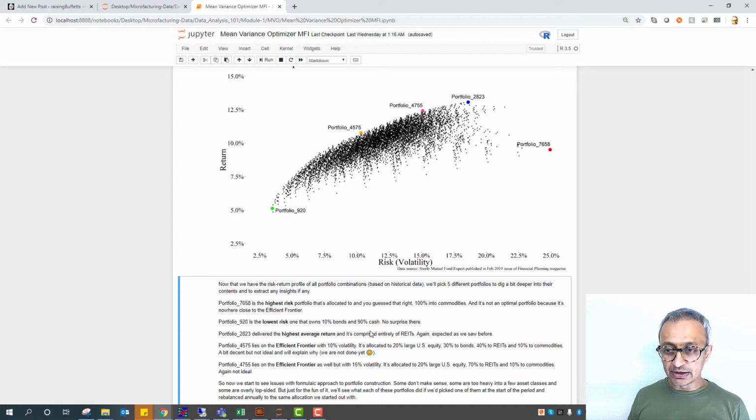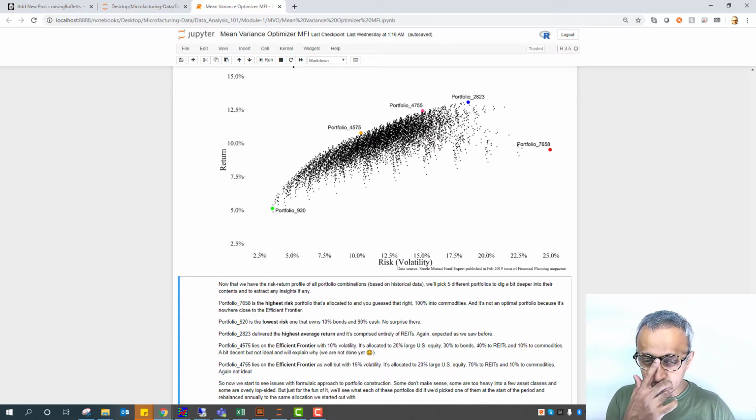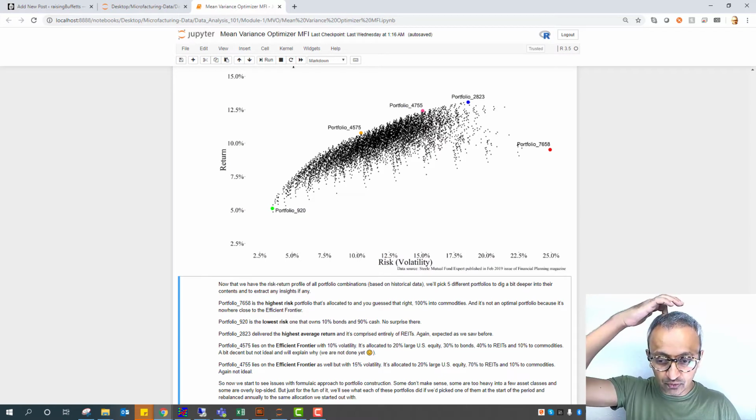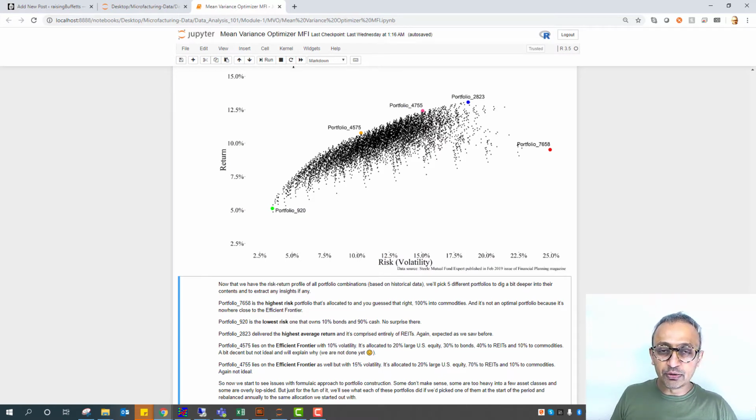So portfolio 7658 is the highest risk portfolio. And as expected, it's invested in 100% commodities, because that was the asset class with the most volatility. And it's not optimal because it's nowhere close to the efficient frontier. 920 is the lowest risk portfolio, and it owns 10% bonds and 90% cash, which is expected. So you have the least amount of volatility but not as much return. 2823 delivers the highest average return, which is here, and it's comprised entirely of REITs, which we have seen from the data. The REITs have done the best, which is expected.